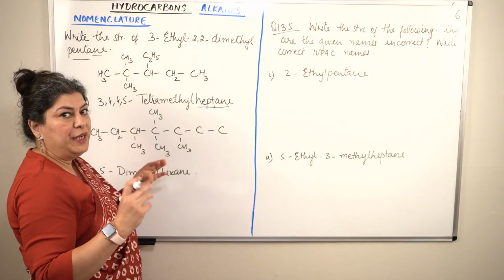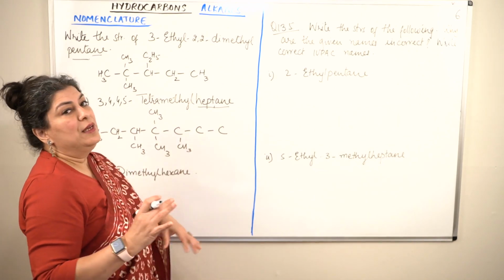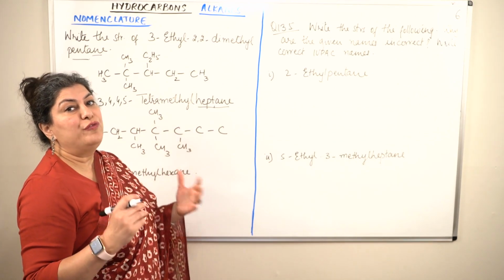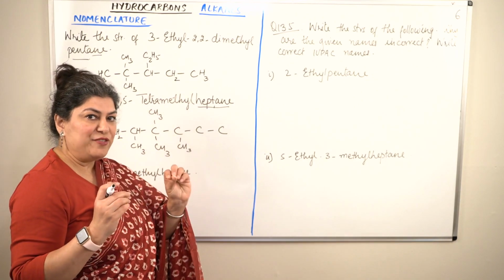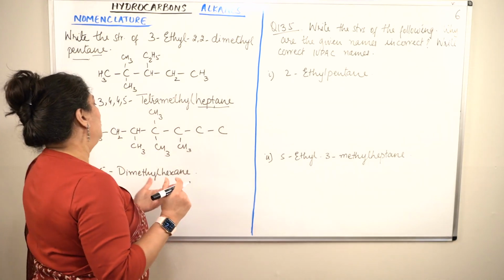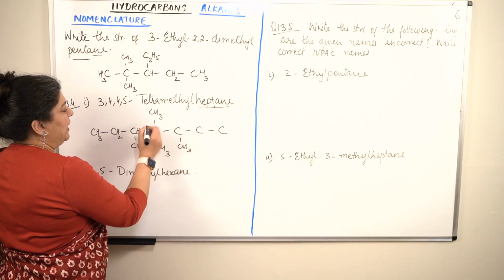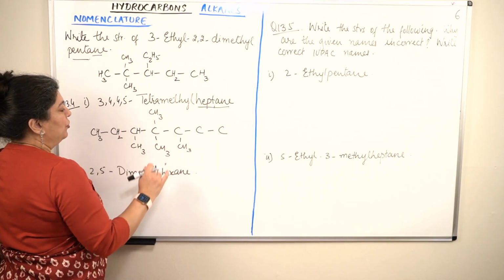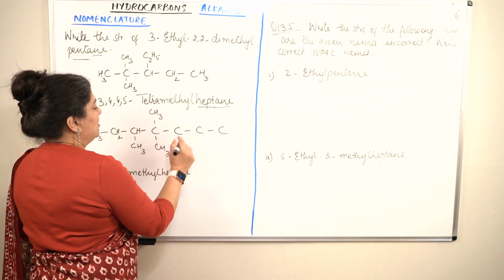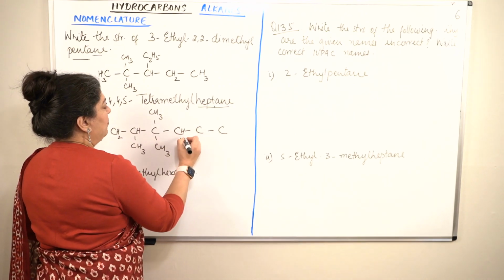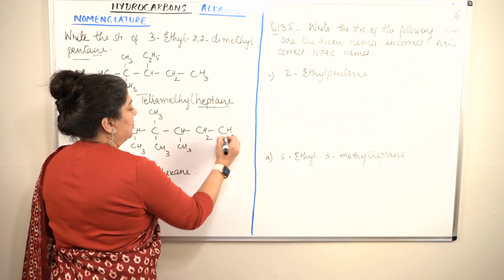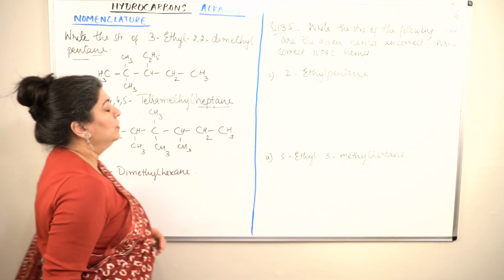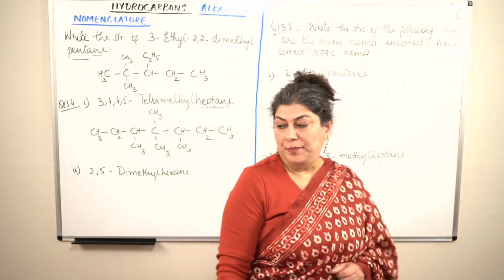So what are you doing in each step? You are completing carbon's valency of 4. Whatever number of bonds it forms, after that, whatever is left to complete 4, you will add those many hydrogens. This already has 4 bonds with 4 carbons, so no need of a hydrogen. This has 3 bonds, therefore 1 hydrogen, 2 bonds, 2 hydrogens, 1 bond, 3 hydrogens. And that is how you get the structure of the compound.